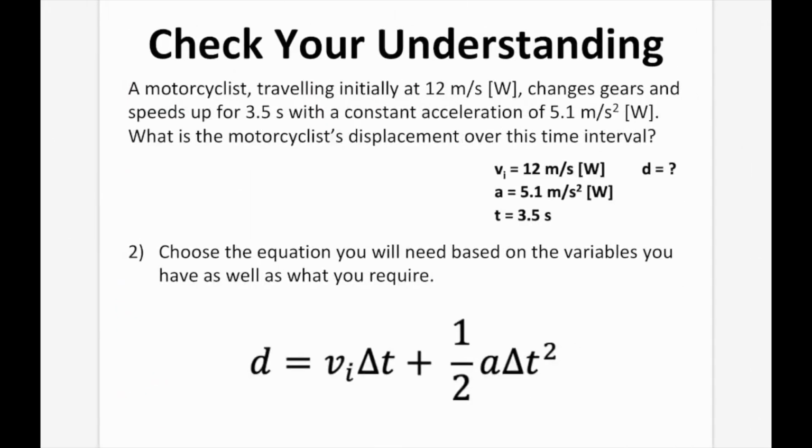The next thing we need to do is choose an equation that you will use based on the variables you have as well as what you require. So what we have are these variables here, and the equation that makes the most sense is d equals vit plus 1/2 at squared. That's what we're looking for. We have vi, we have t, we have a, and again we have t. So this is a good equation to use for this particular question.